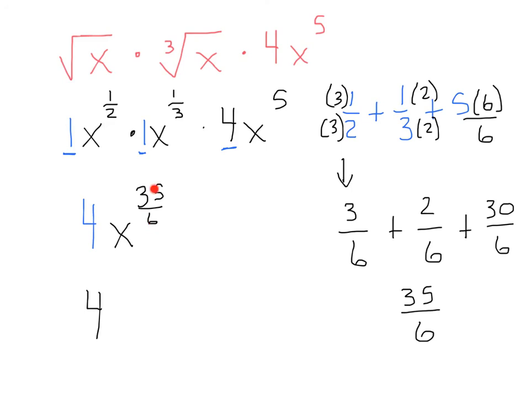Now let me ask you this first. Does 35 over 6 reduce any? 7 and 5 go into 35, but 7 and 5 don't go into 6, do they? So my root is going to be 6, right? My root is 6, so I'm going to write the 6th root of x to what power? 35th power. So that's your answer right there.